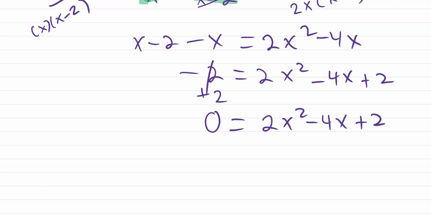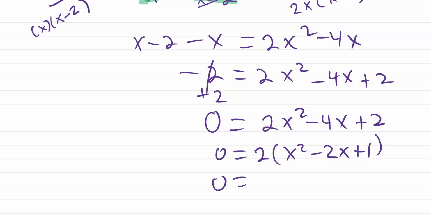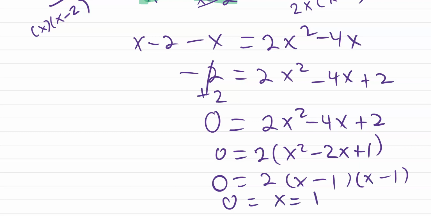And then let's see if this factors. I do see all of these have a factor of 2. And then what's left, I think factors x times x minus 1 minus 1. And we get x equals 1.